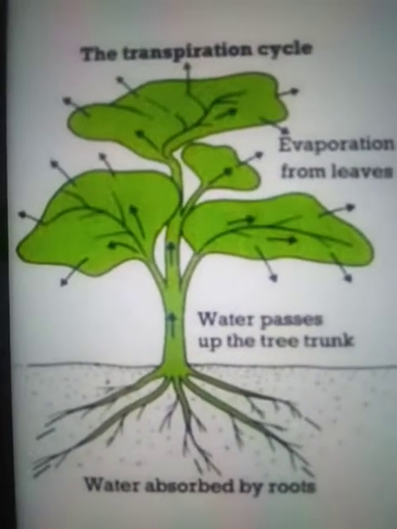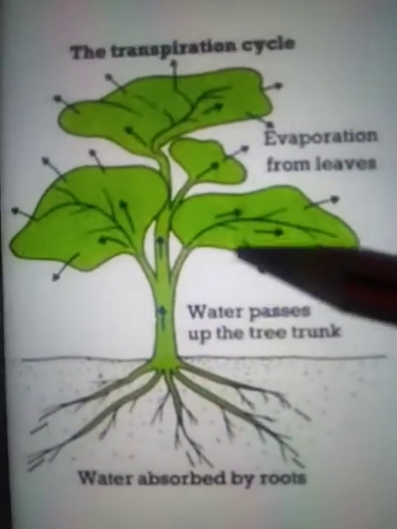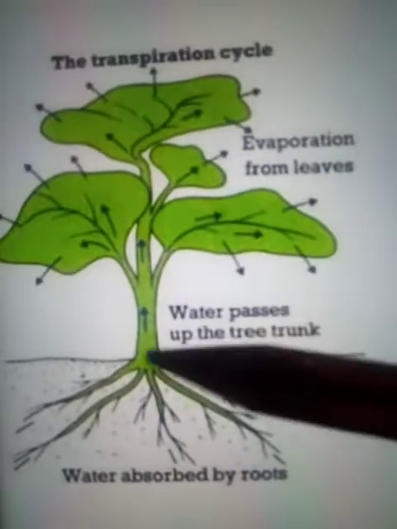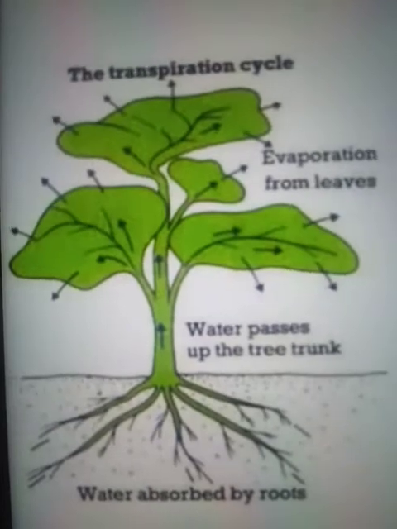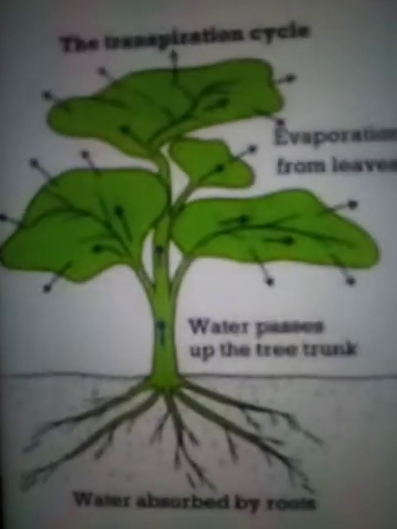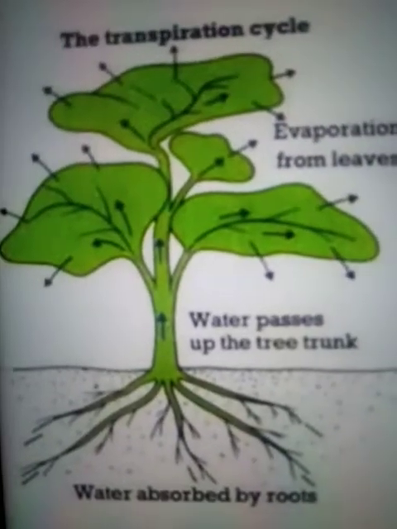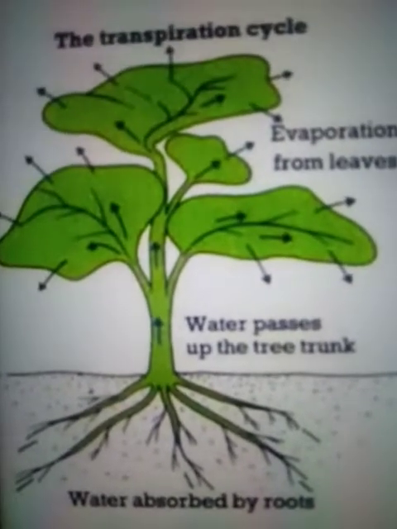Transpiration is loss of water from the aerial parts of the plant. Aerial parts means the leaves, the stem, or any other part except the roots, which is above the ground. So transpiration is basically the loss of water from the aerial parts of the plants in the form of water vapor.